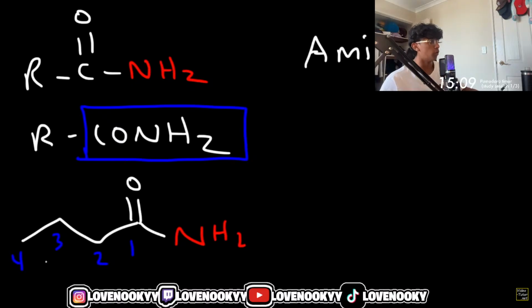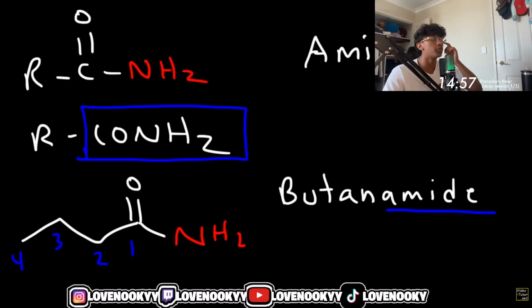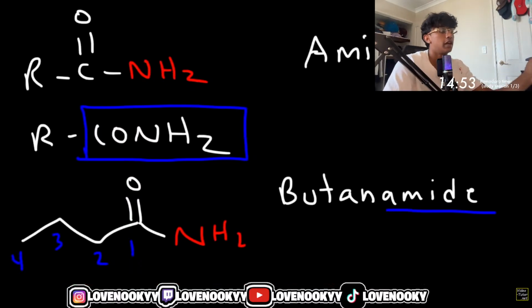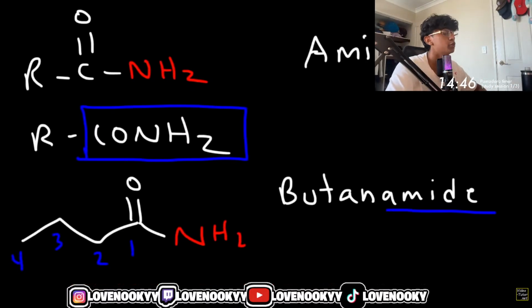And so to name it, this is going to be butane. So instead of saying butane, take off the E and add amide at the end. Here's where I went wrong. I thought this here was a carbon, but it's not a carbon because there's an amide, an amine group attached to it. So it's not pent, it's butenamide, and there's no number.